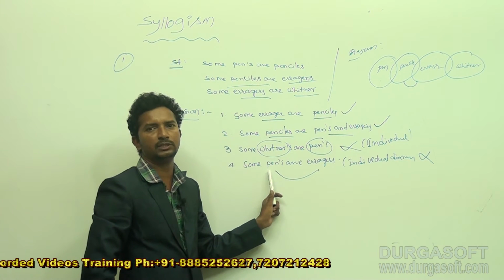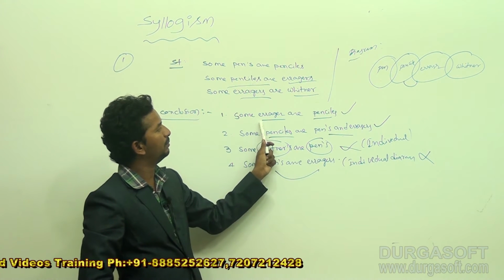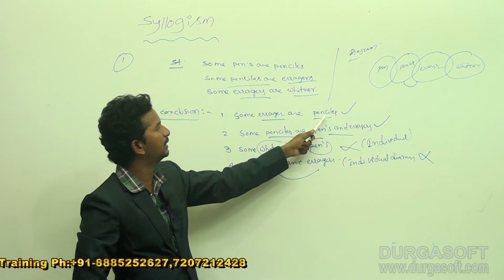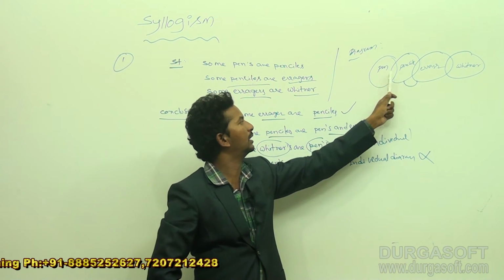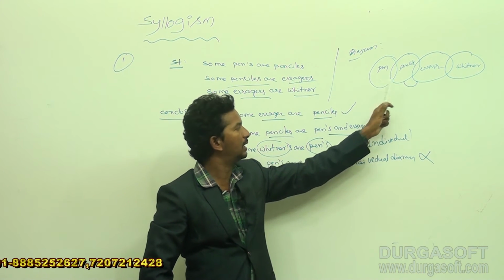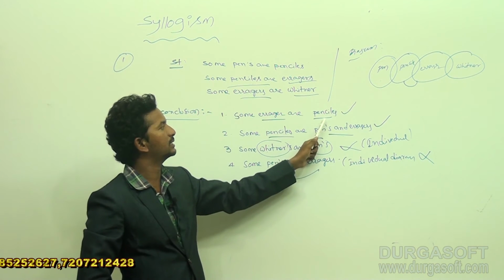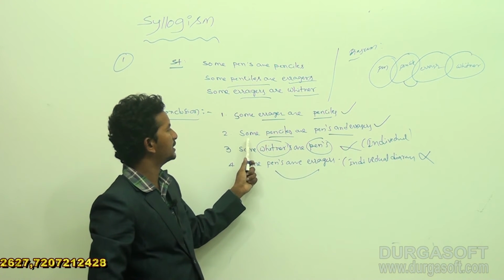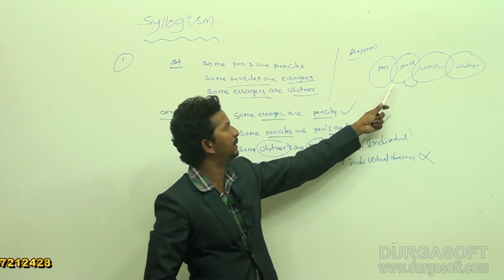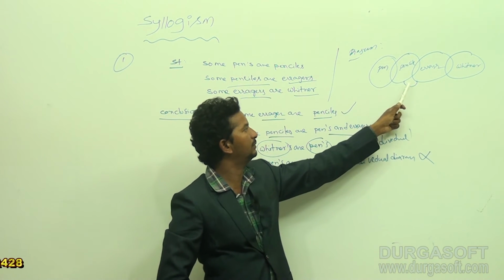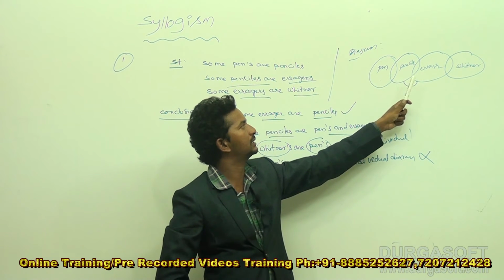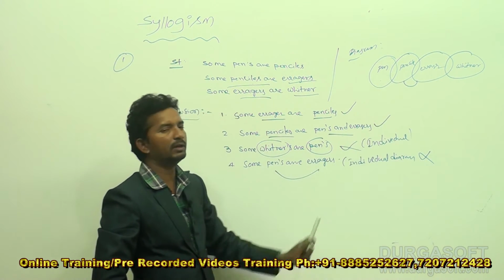Now the conclusions. Some erasers are pencils. See the diagram: here eraser is there, here pencil is there. Both diagrams have a connection part, both are in the same place. So that's why some erasers are pencils will be true. Coming to the second conclusion, some pencils are pens and erasers. See the diagram, where is the pencil? This is the pencil diagram, this is the pen diagram, this is the eraser diagram. So some pencils are pens and some pencils are erasers will be true according to our diagram.